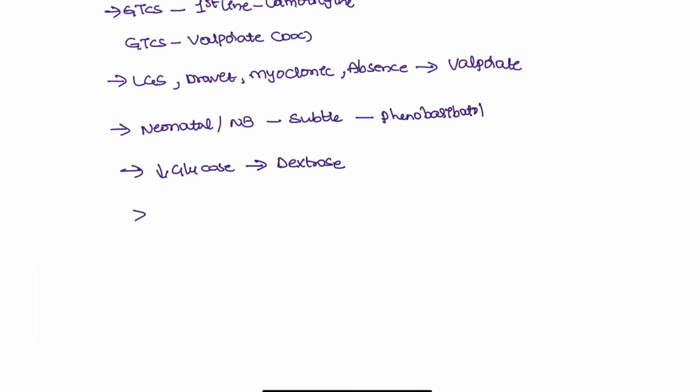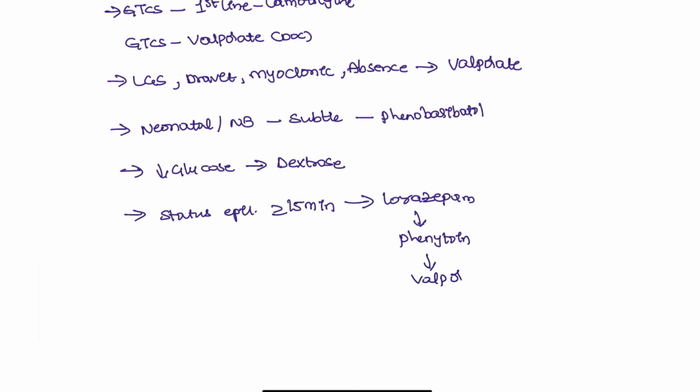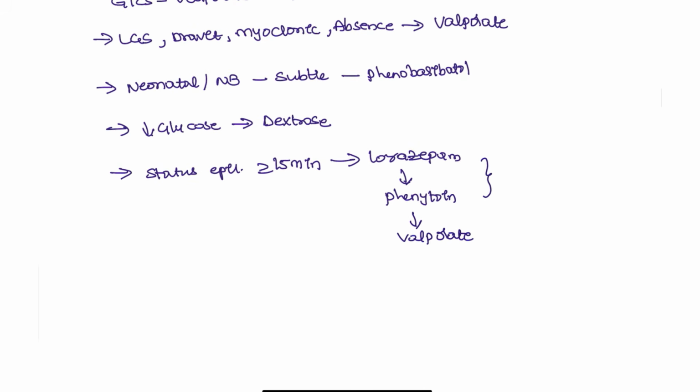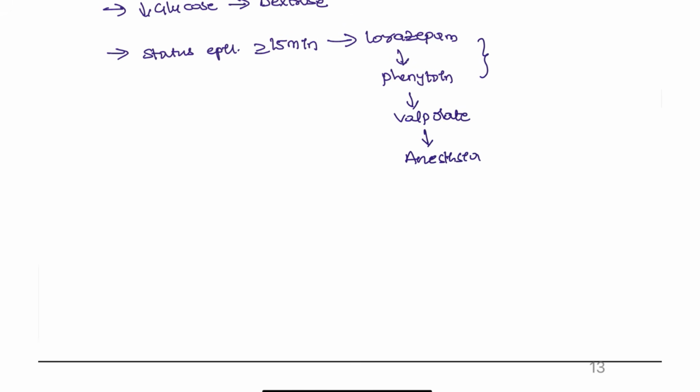Status epilepticus, that means seizure more than 15 minutes continuously. How are you going to treat? First, lorazepam, first line. Then if it is not controlled, you can go for phenytoin. Still not controlled, go for valproate. That means if two medications are not controlling it, then you have to go for anesthesia techniques, completely suppressing the patient's consciousness. That is how we can do.